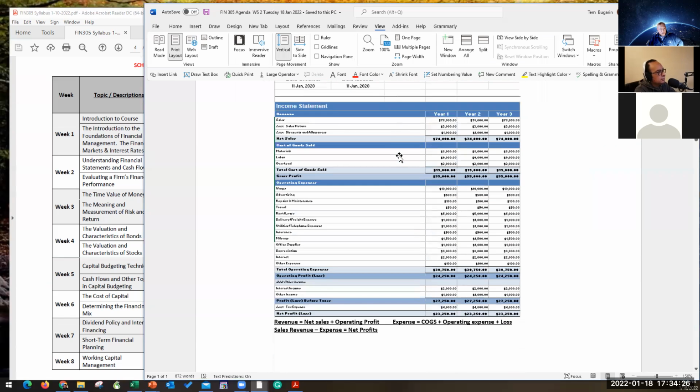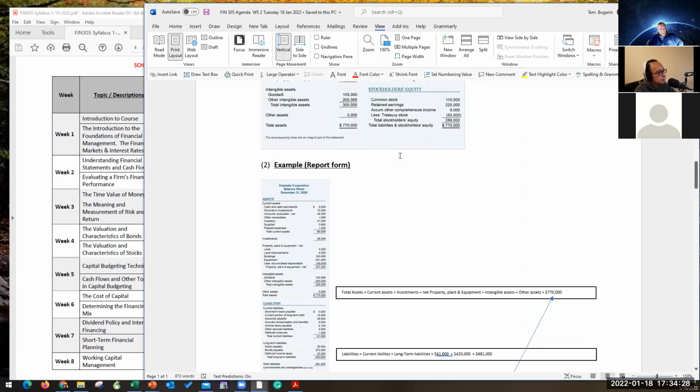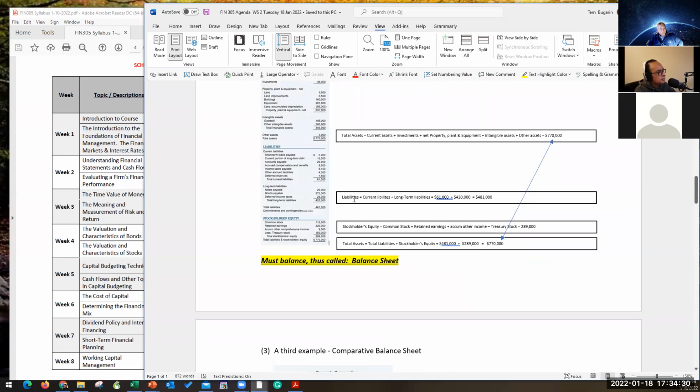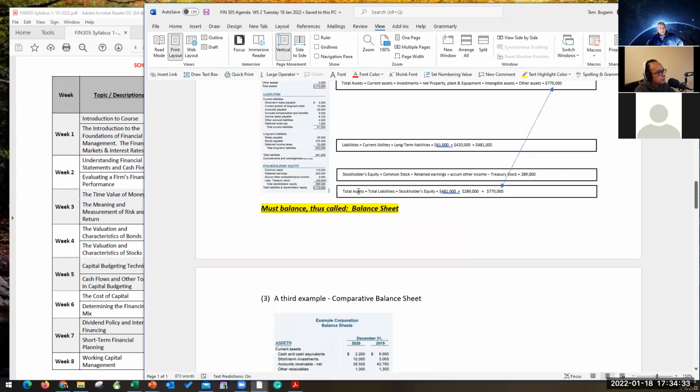Okay. Now, that's all chapter 3, understanding financial statements. The focus is understanding the income statement and also the balance sheet. And the agenda gives you that in one area, but the book has this as well.